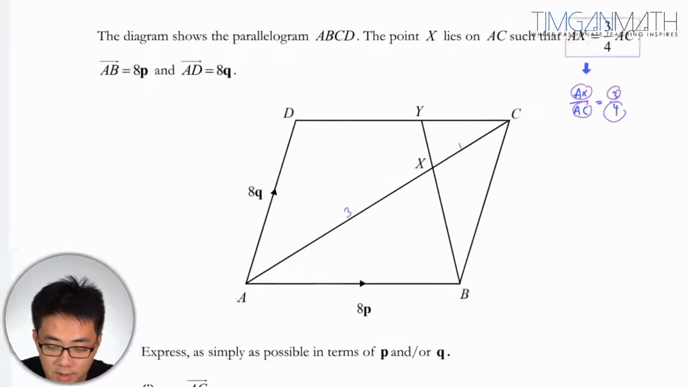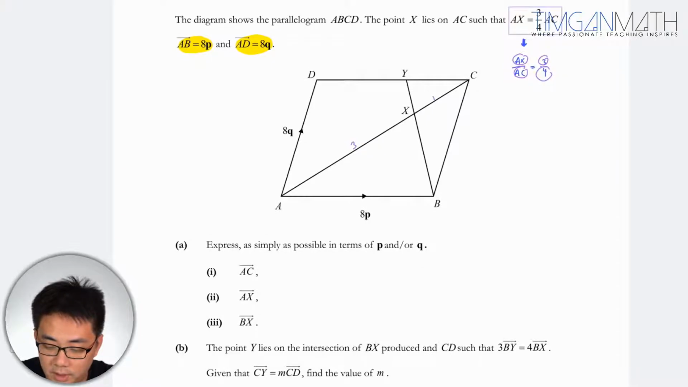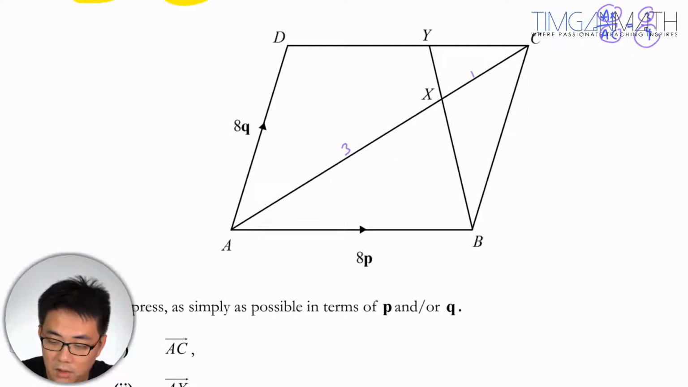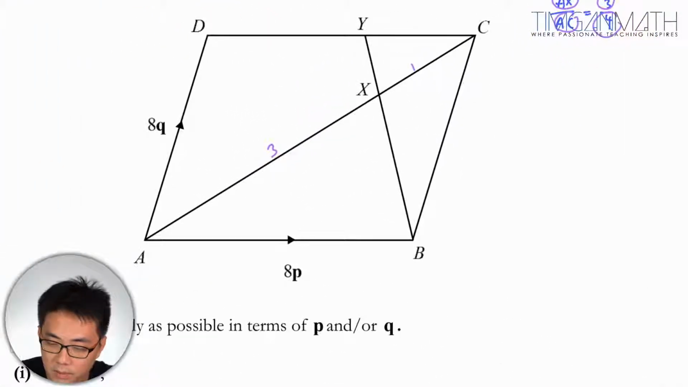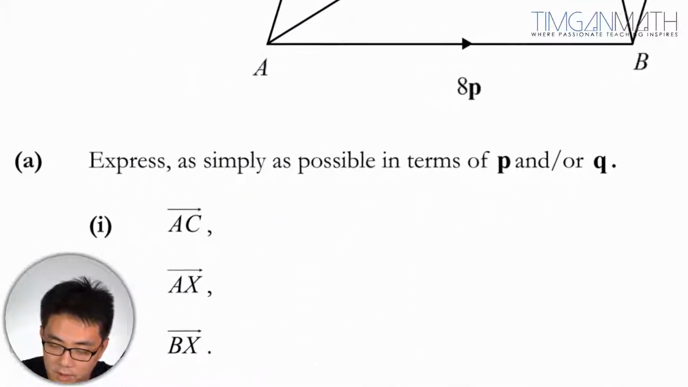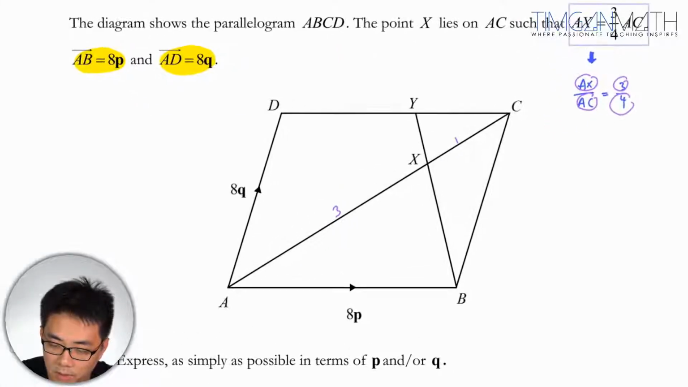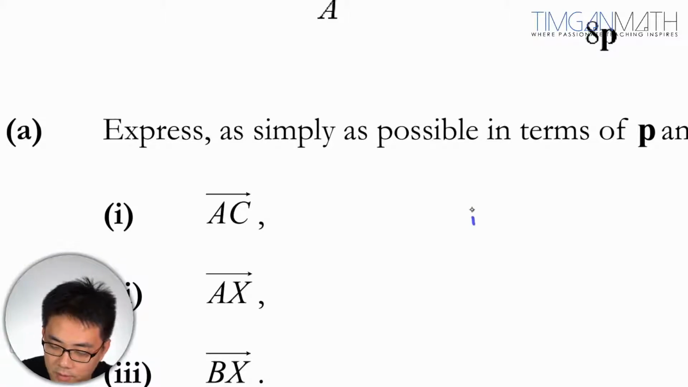After which we are told that AB is equal to 8P and AD equals to 8Q. Okay, great job. Express as simplified as possible in terms of P and Q, A to C. Great, A to C. Okay, that is pretty okay. A to C, this is a parallelogram, right? So if you want to find A to C, what you need is 8P plus 8Q, right? So this will be the first part.